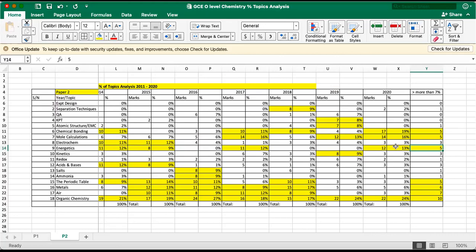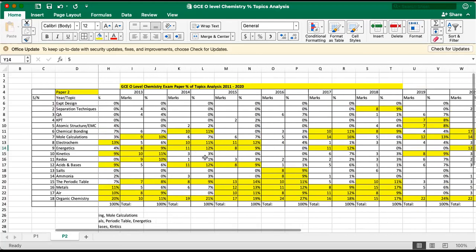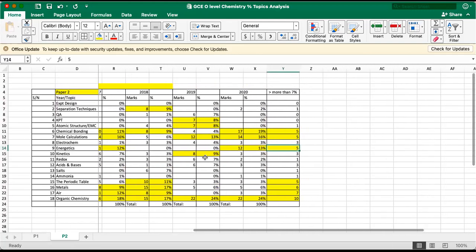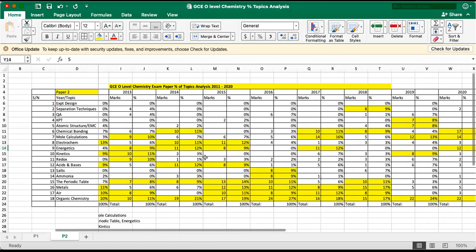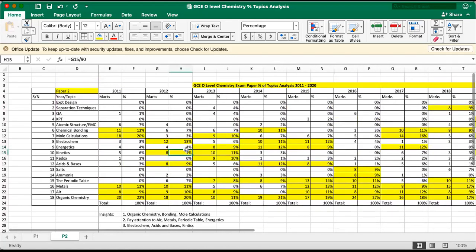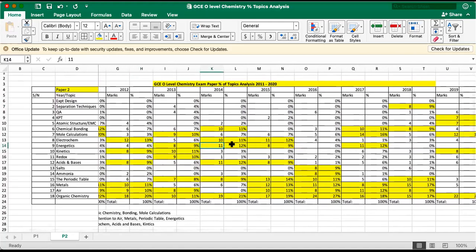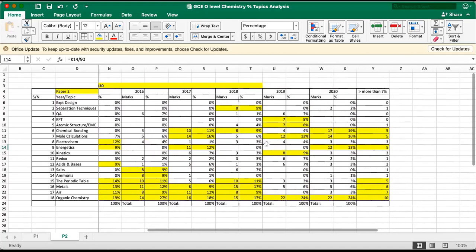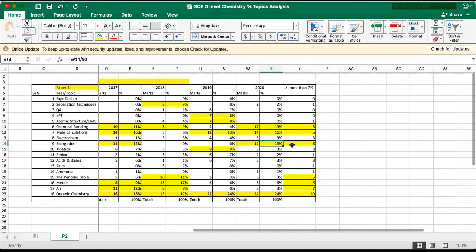So will it come back again this year? We're not sure. We cannot speculate, really. We just assume that it will. And if it does, it can come up in small marks, or as a whole question, or as a section A question that shares marks with other questions. You never know. So we have to look at all the 10 years of questions and see the possible types of questions. So energetics is something that we should not overlook and should not underestimate. That's something we need to take note of.